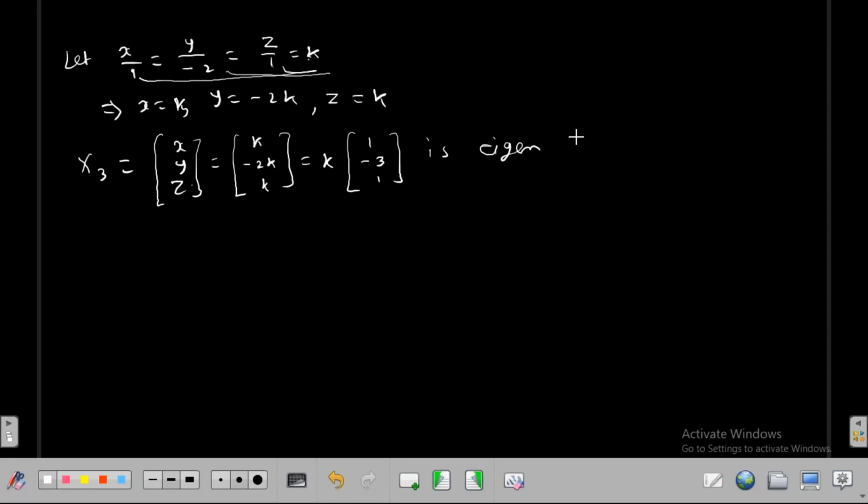This is the eigenvector of A corresponding to lambda equal to 6. So we got three vectors corresponding to three different eigenvalues. Thank you.